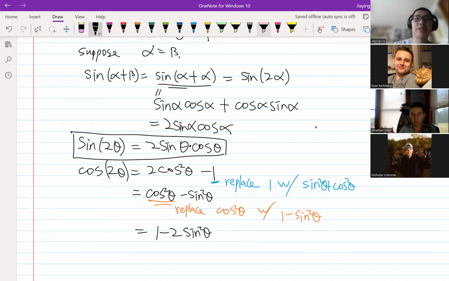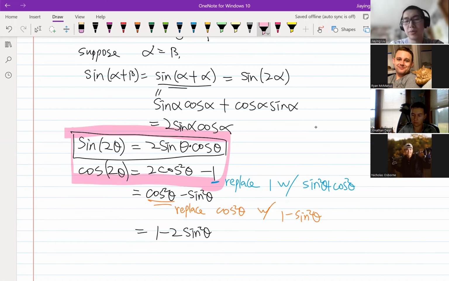But I would really recommend that you memorize at least one of the cosine double angle formulas and understand how to get the other one if you need to. Basically, just use the 1 equals sine squared plus cosine squared.